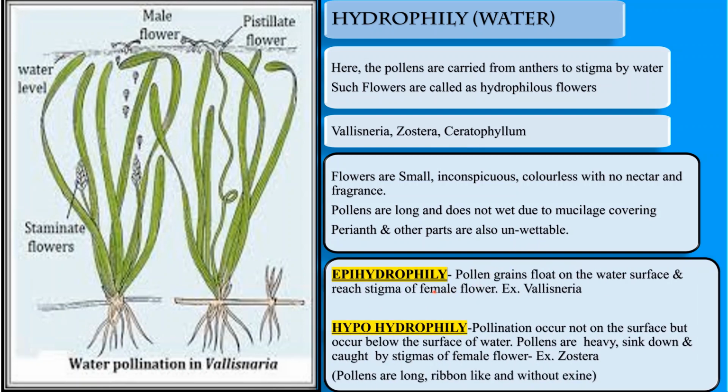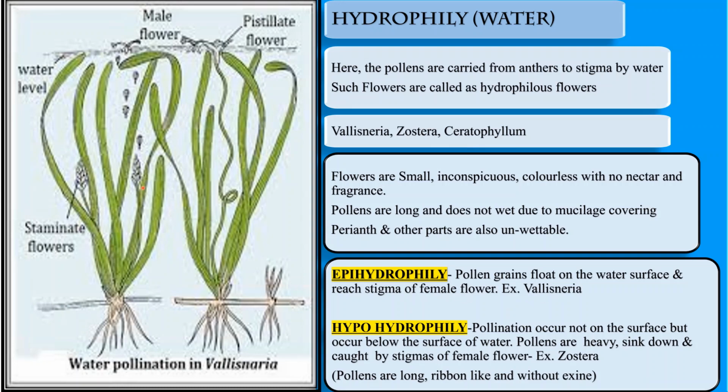Students, there are two types in hydrophily. First is epihydrophily. Here, the pollen grains float on the surface of water and reach the stigma of the female flower.